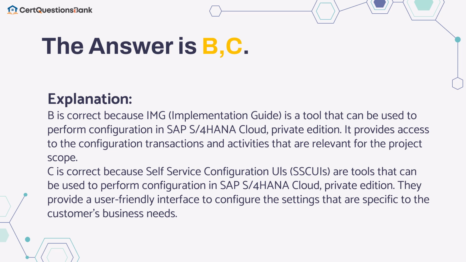B is correct because IMG, Implementation Guide, is a tool that can be used to perform configuration in SAP S/4HANA Cloud, Private Edition. It provides access to the configuration transactions and activities that are relevant for the project scope. C is correct because self-service configuration UIs, SSCUIs, are tools that can be used to perform configuration in SAP S/4HANA Cloud, Private Edition. They provide a user-friendly interface to configure the settings that are specific to the customer's business needs.